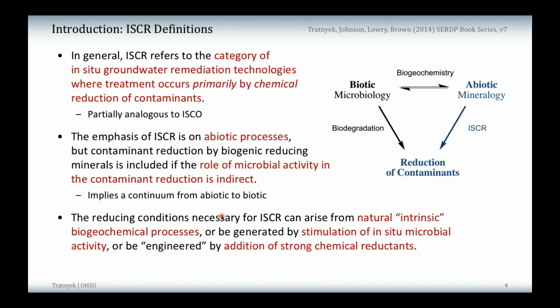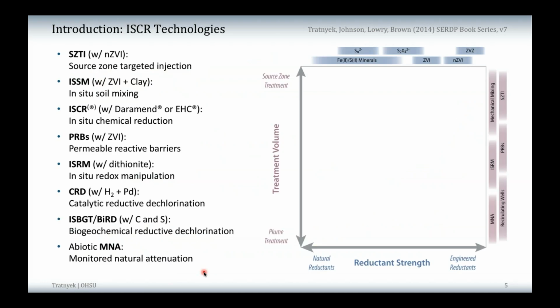We also tried to include in the scope of ISCR the idea that there are both natural and so-called intrinsic biogeochemical processes. There are also scenarios by which you might stimulate in-situ microbial activity and wind up with ISCR-favorable conditions, or scenarios where you might engineer ISCR conditions by adding strong chemical reductants. And we deliberately designed this to try to include all of that in our scope.